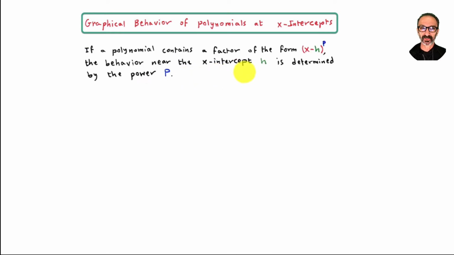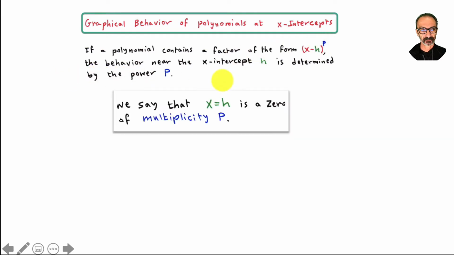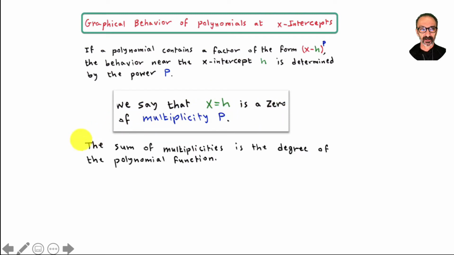If a polynomial contains a factor of the form (x - h)^p, the behavior near the x-intercept, which is h right here, when you set this equal to 0, it's x equals h, is determined by the power p, how many times it repeats. We say that x equals h is a 0 of multiplicity p. The sum of multiplicities is the degree of the polynomial function.